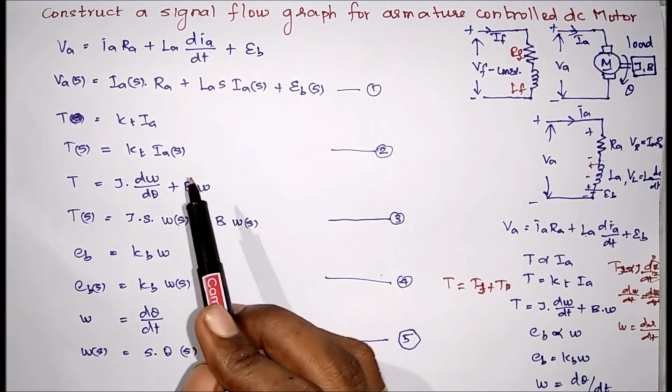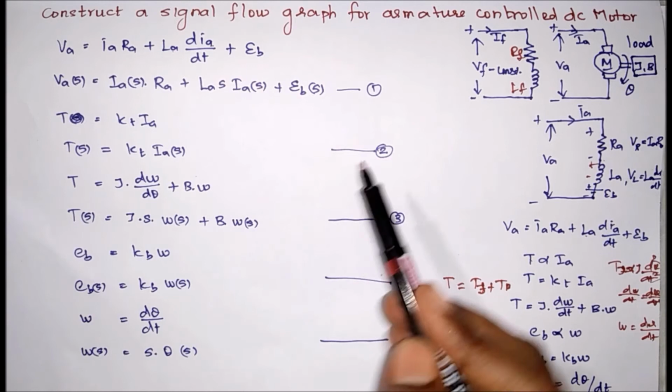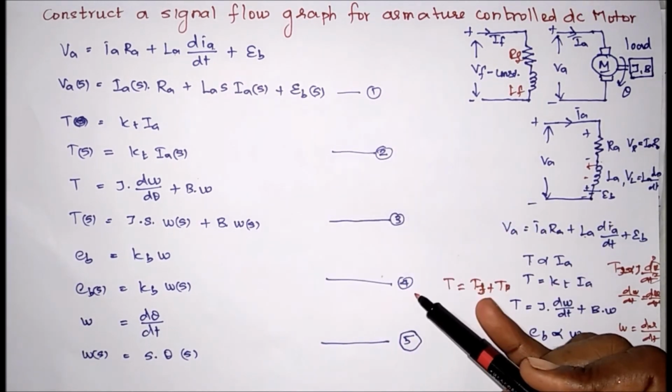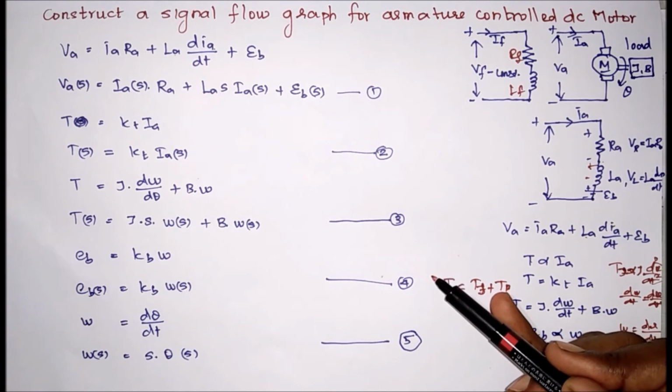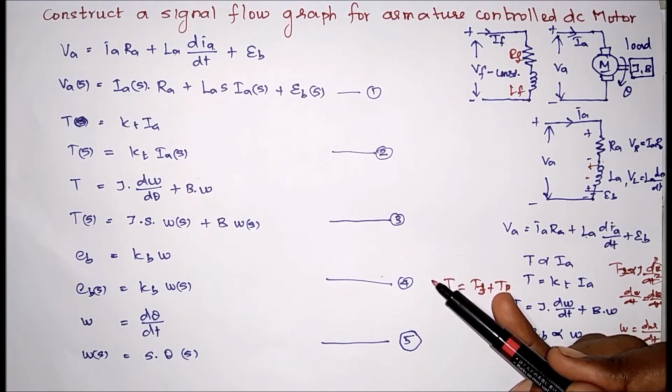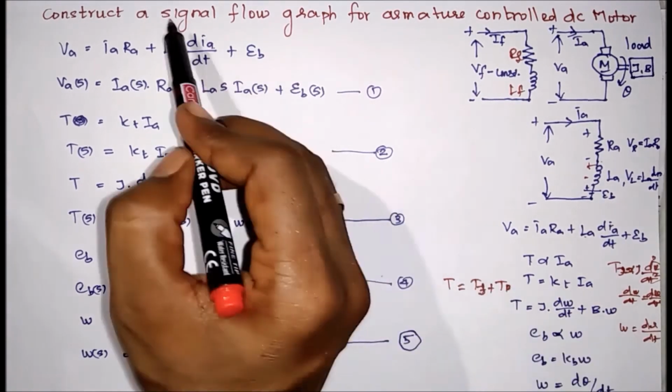Now, for all these 5 equations we have taken the Laplace transform. Individually, we first have to find which is the input and which is the output. For that we have to derive a graph. So first we draw the individual graphs. Finally we add or join all the individual graphs, and we will get the final signal flow graph.